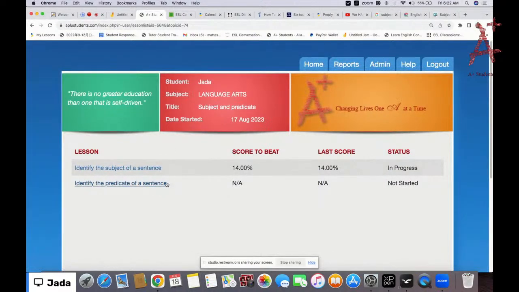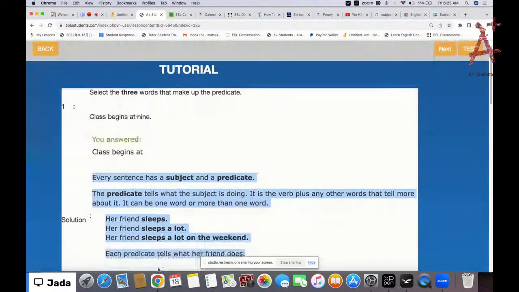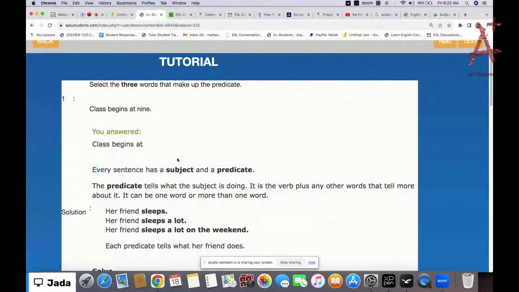All right, so this is it. It shows 14% because I am not even halfway through the test. I left it at some point. Once you finish the test, it's going to show you completed. Okay, so we'll click on this one: identify the predicate of a sentence. The last thing that we did was identify the subject. So now we need to identify the predicate.